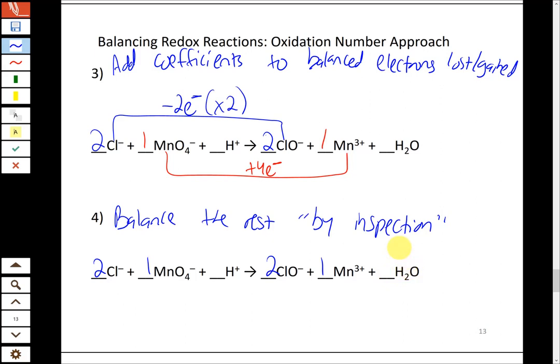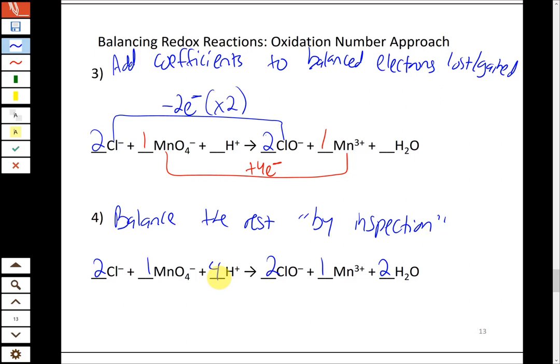On the left side of the equation we have 4 oxygen atoms from MnO4 minus. On the right side we have 2 from ClO minus, so we need 2 more from water to make sure we have 4 oxygen atoms on each side. And now by putting in 2 water molecules, that gives us 4 hydrogens on the right side. So we also need 4 H pluses on the left to balance those.